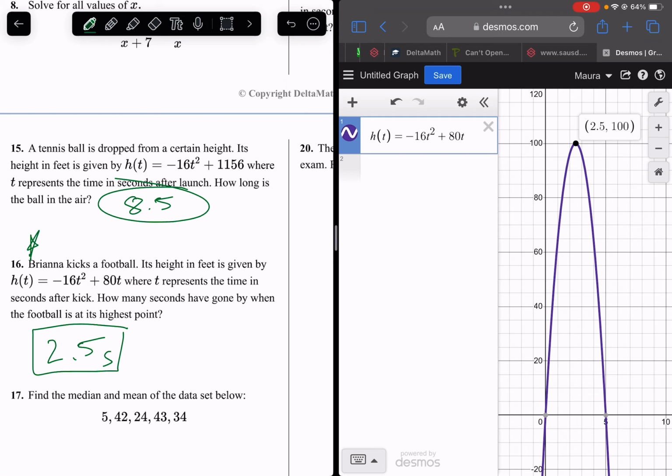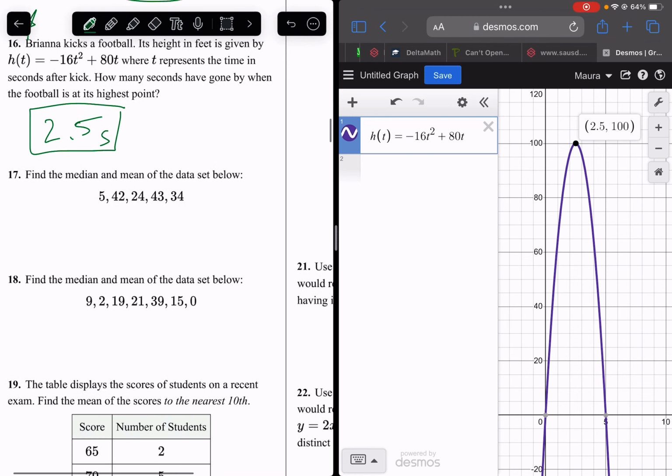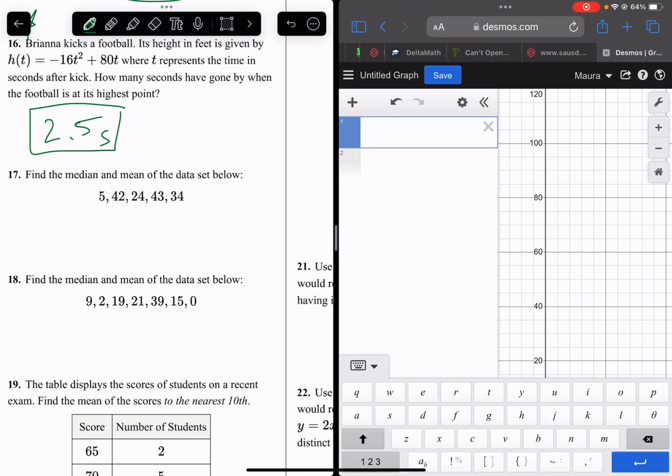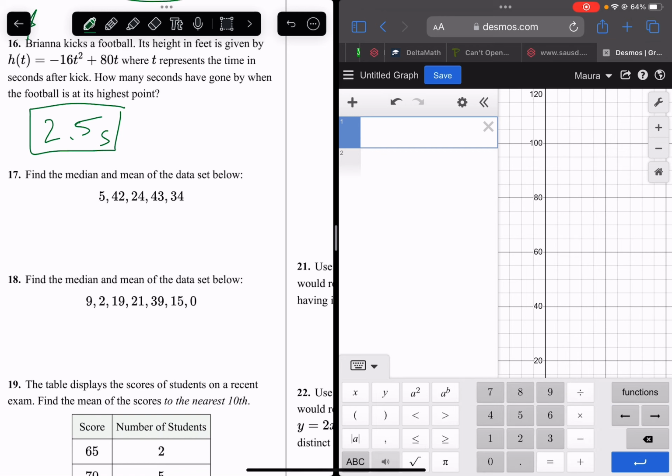All right, so the next one we're going to go ahead and try is dealing with data sets. Again, your graphing calculator, your TI-84 can do this, but it's just nice to know how to do it on Desmos. So Desmos is able to calculate both the median and the mean and quite a few other statistical values from a set of data. However, you need to know how to plug in a set of data.